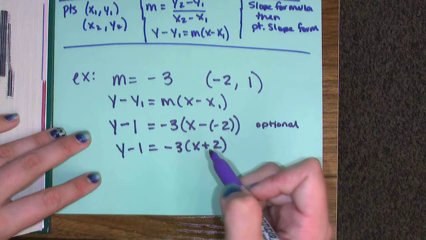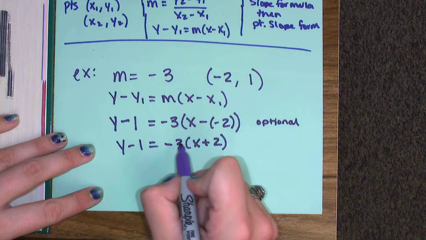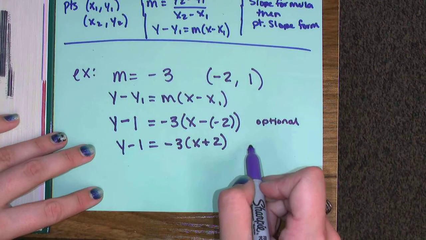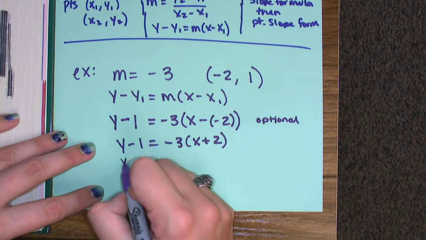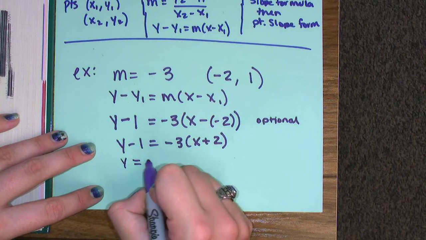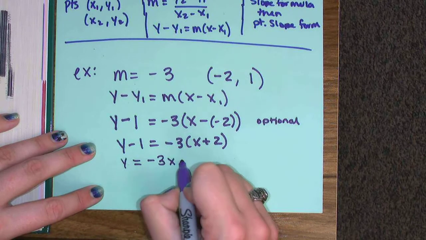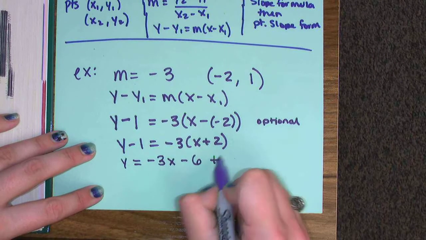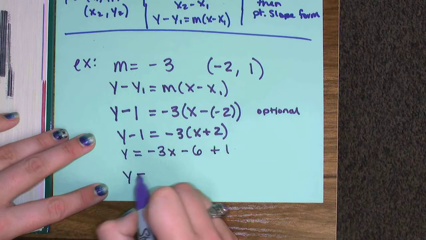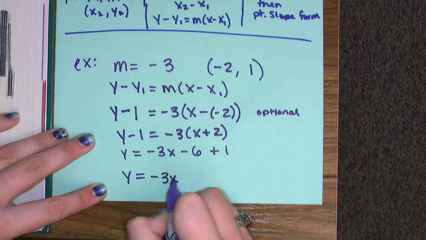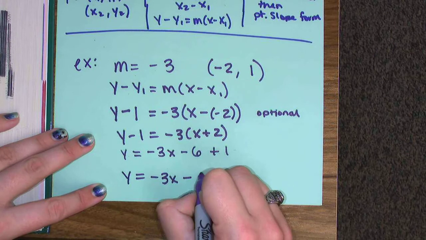Okay, so now I'm going to distribute this, and I'm going to add the 1 over, and I'm going to do this all in one step just for the sake of space since I'm at the bottom of my page. But -3x minus 6 plus 1, and then I end up with y is equal to -3x minus 5.